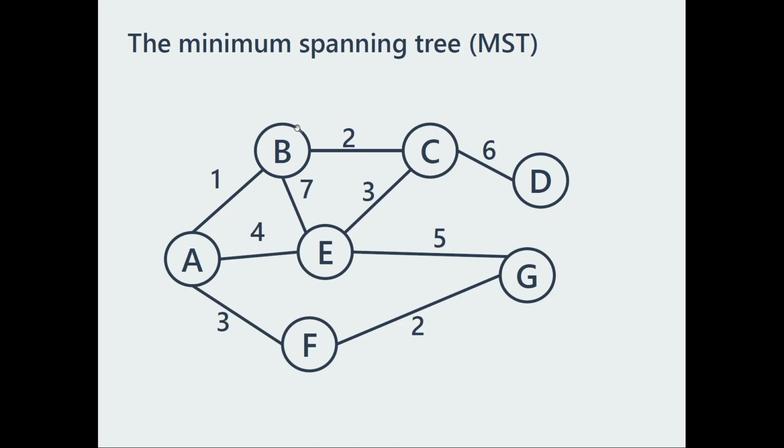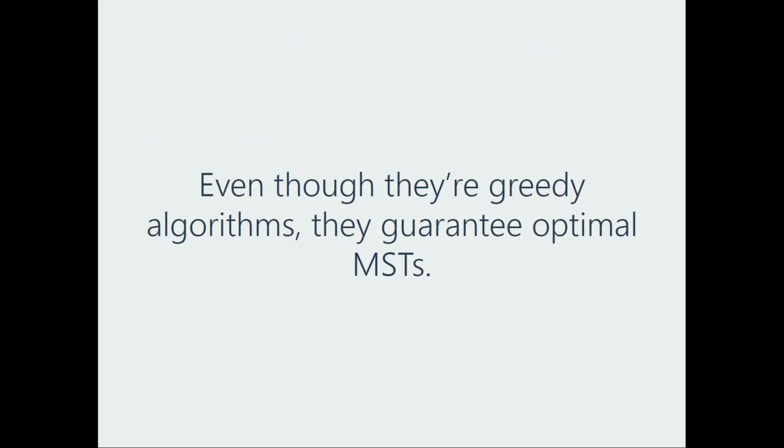For Prim's, we start at a certain vertex, let's say A, and then we pick the nearest neighbor. So starting at A, we go then to B, then to C, and then to E, and then A to F, and then F to G, and then finally C to D. Both algorithms found the same MST. Even though they're greedy algorithms, Kruskal's and Prim's, they guarantee optimal MSTs.